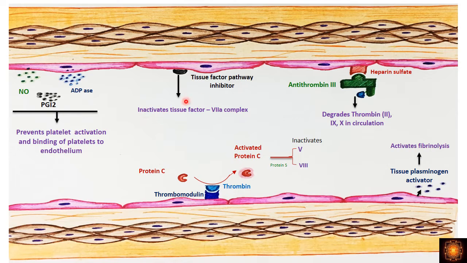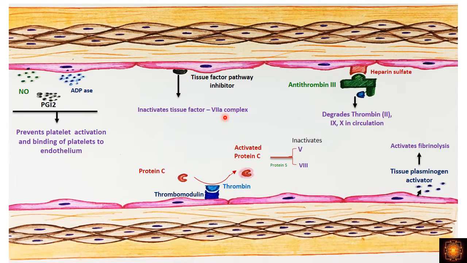Now, the next factor is tissue factor pathway inhibitor. This is also produced by the endothelium. It's expressed on the surface, and this factor inactivates the tissue factor and 7A complex. If you remember, tissue factor initiates the clotting mechanism. So this tissue factor pathway inhibitor inactivates the tissue factor 7A complex.